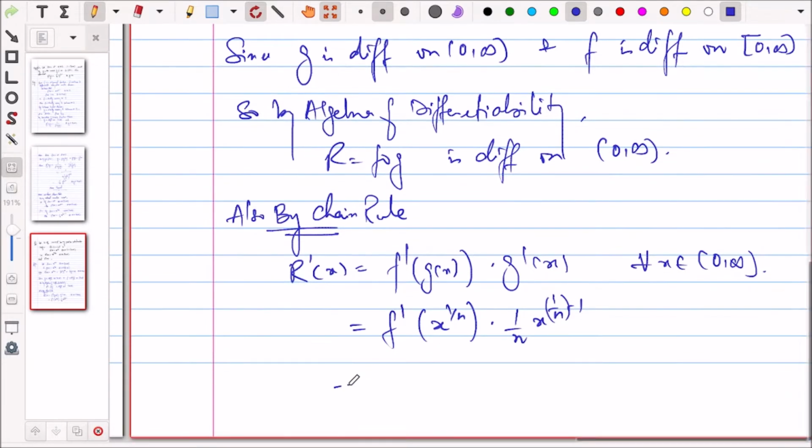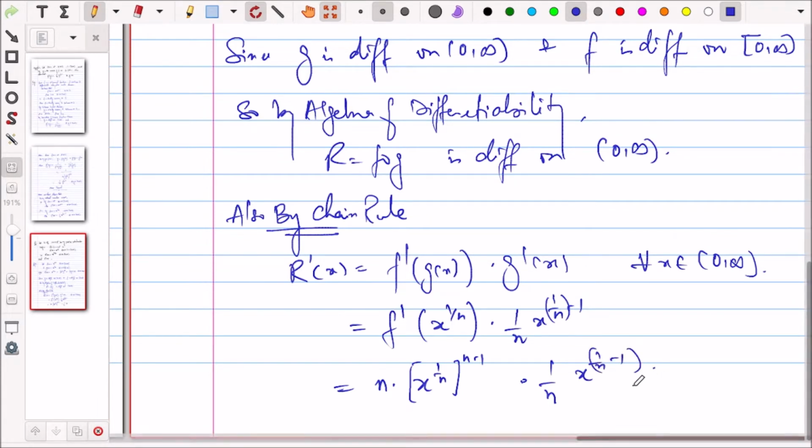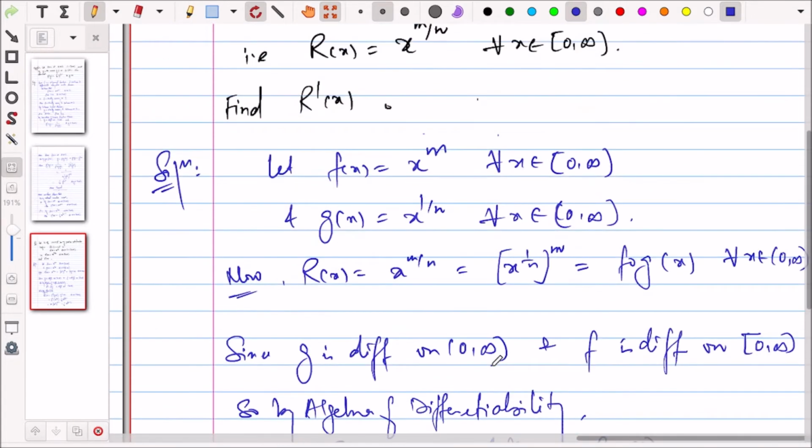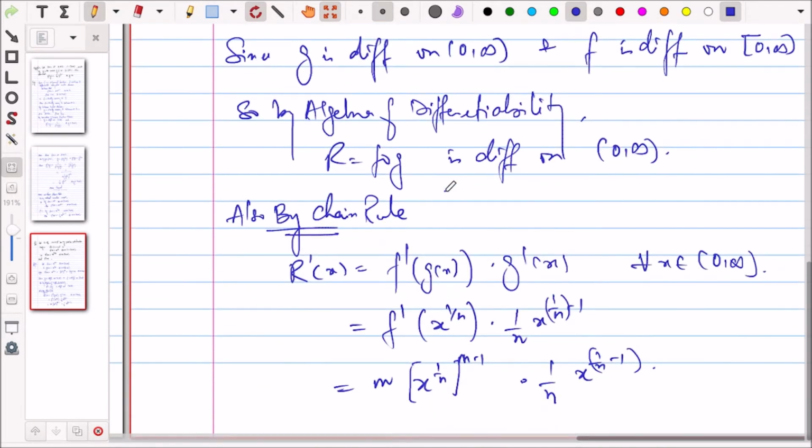Now for f dash x, what is the formula? It is m times x to the power m minus 1. So here the power of x is m, so this will be m times x to the power 1 by n, to the power m minus 1, dot 1 by n x to the power 1 by n minus 1. Sorry, its power is m, right, so we get m here, because f dash x is m times x to the power m minus 1, so you will get this here.